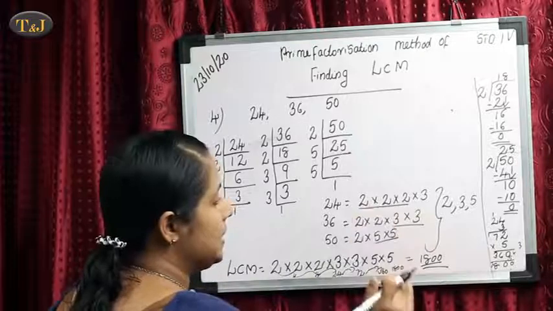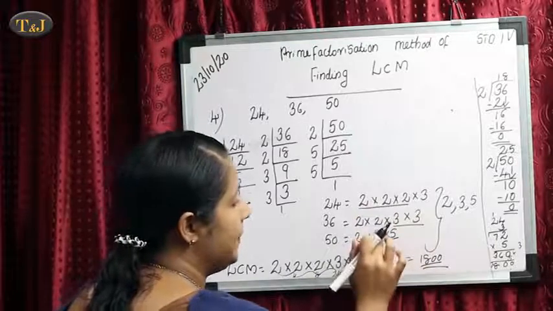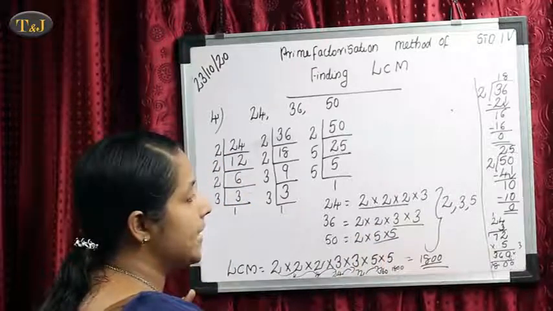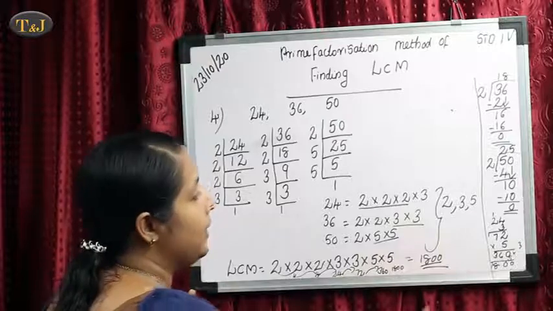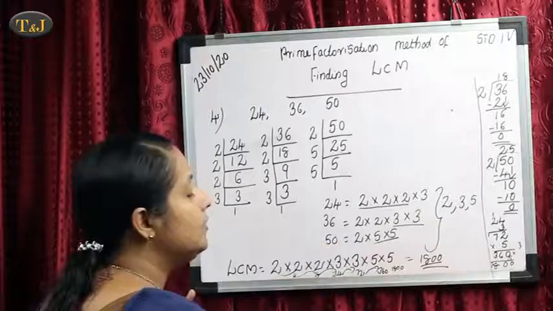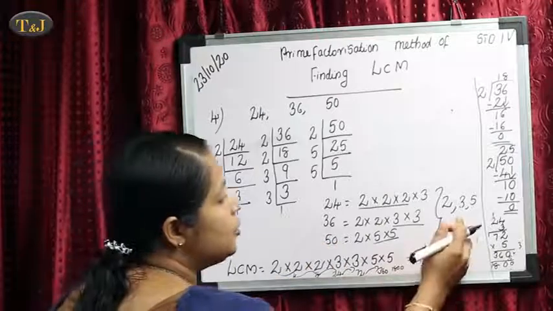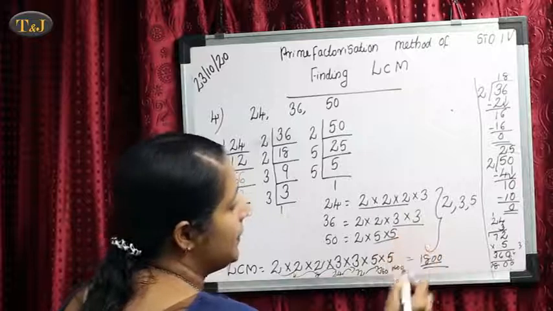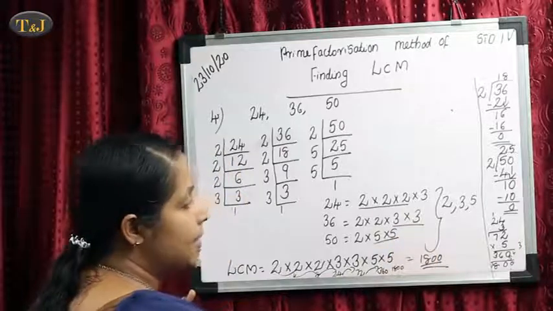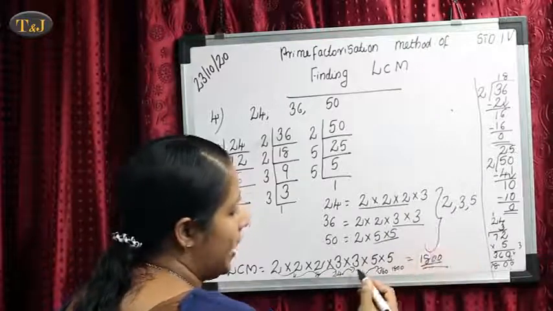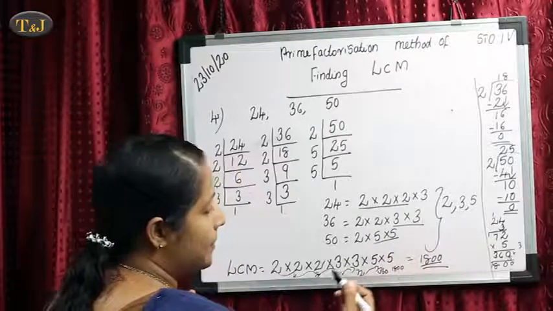Here 2 is repeated 3 times. Here 2 is repeated 2 times. Here 2 is repeated 1 time. So we select the maximum number of 2s, which means 3 times 2. So we write 3 times 2 here. Then our next prime number is 3. Here 3 is repeated 1 time. Here 3 is repeated 2 times. So we select the maximum number of 3s, which means 2 times 3. So we write 2 times 3 here.